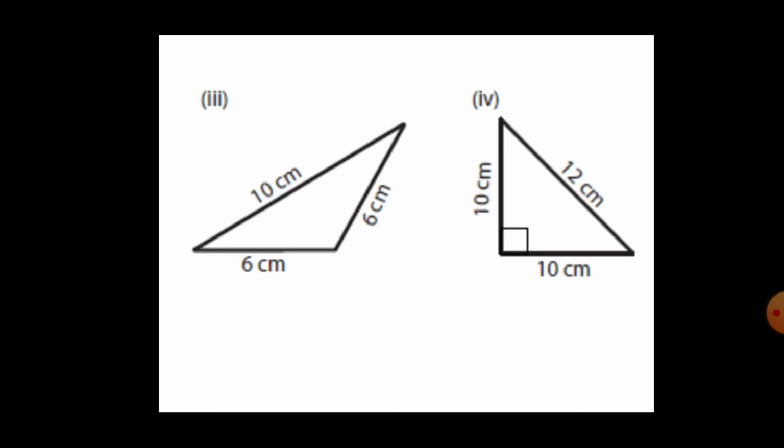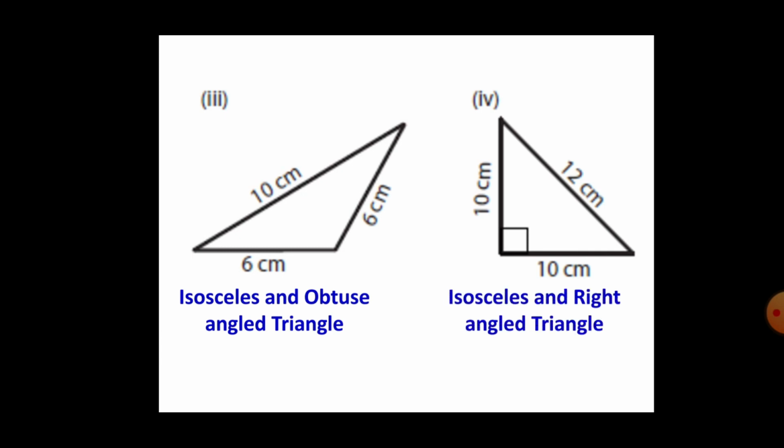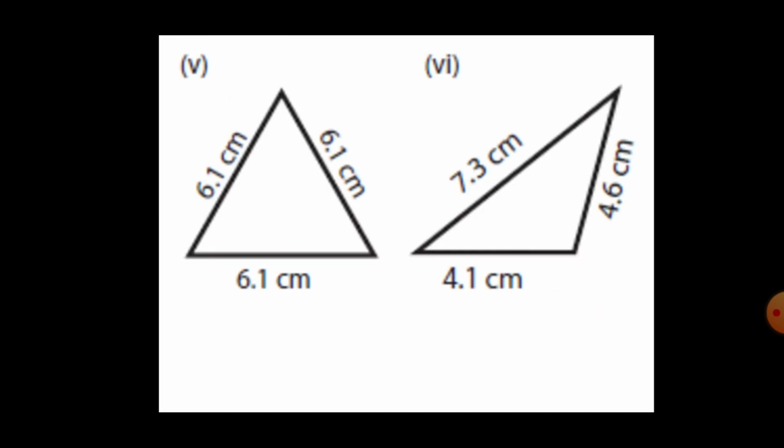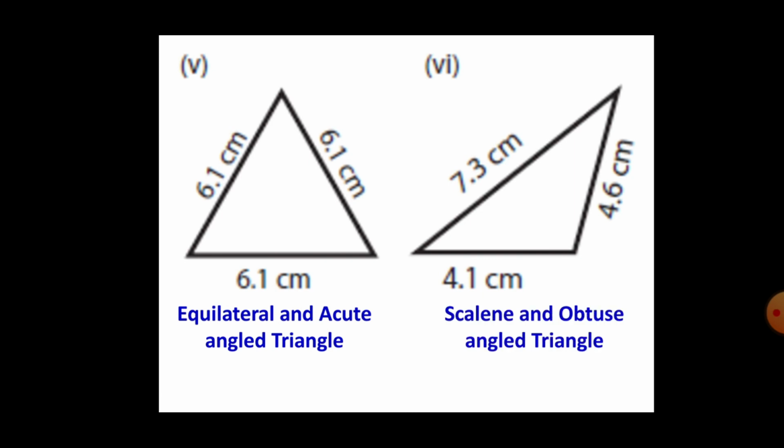Next one you see, two sides are equal. Therefore, isosceles. One of the angle is greater than 90 degree. Therefore, isosceles and obtuse angled triangle. See the fourth one, two sides are equal. So, isosceles. One of the angle is 90 degree. Therefore, isosceles and right angled triangle. Next one, fifth one, you see all the sides are equal and all the angles are less than 90 degree. Therefore, equilateral and acute angle triangle. See the sixth one, all the sides are different. One of the angle is greater than 90 degree. Therefore, scalene and obtuse angled triangle.